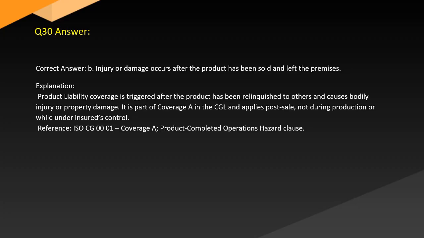Answer. Correct answer: B. Injury or damage occurs after the product has been sold and left the premises. Explanation. Product liability coverage is triggered after the product has been relinquished to others and causes bodily injury or property damage. It is part of coverage in a CGL and applies post-sale, not during production or while under the insured's control. Reference: ICG 01, Coverage A, products-completed operations hazard clause.